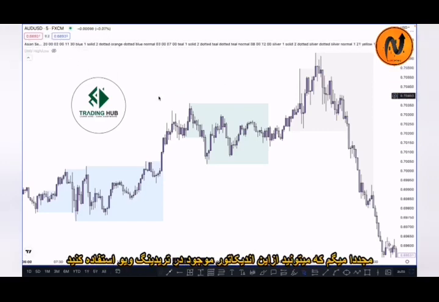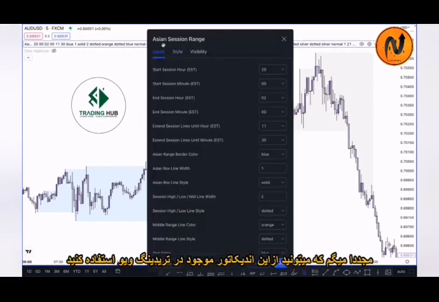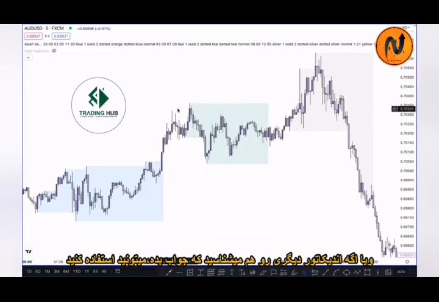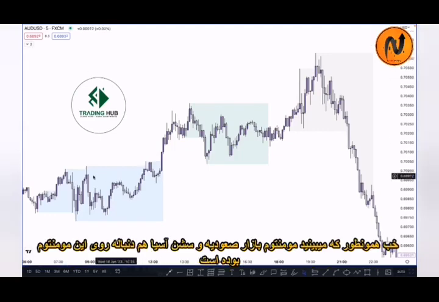And to apply this indicator, you can apply the Asian session range indicator. This is available on TradingView, you can simply apply it on your chart. Okay, so if you know any other indicator, you can apply any other indicator. It's up to you which indicator is working for you, right? So simply this one is our Asian session.